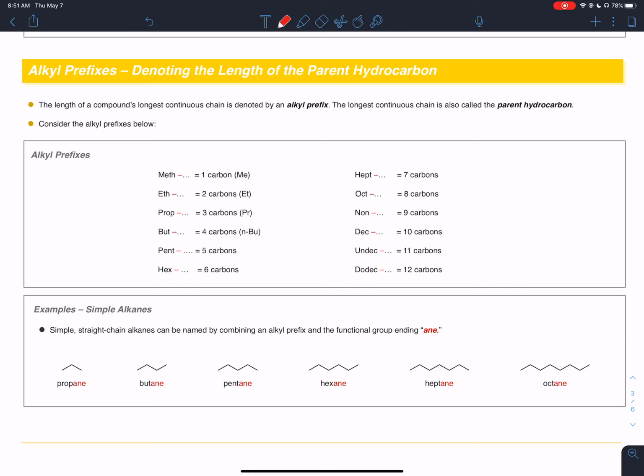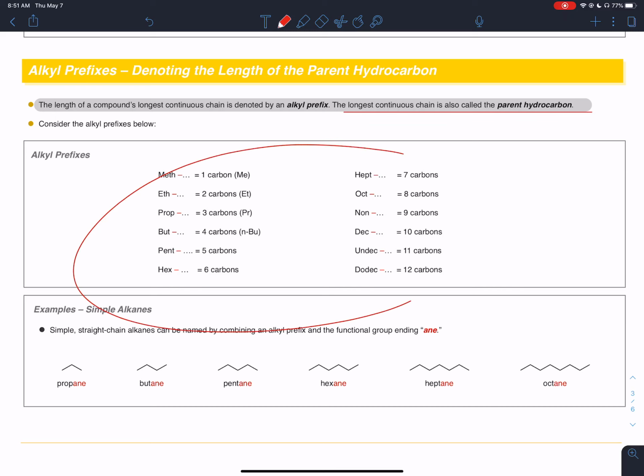Hi everyone, in this video tutorial I'm going to be going over alkyl prefixes and how we denote the length of the parent hydrocarbon. The length of a compound's longest continuous chain is denoted by an alkyl prefix, and this corresponds to, again, the length of the parent hydrocarbon, our longest continuous chain. Here are your alkyl prefixes.